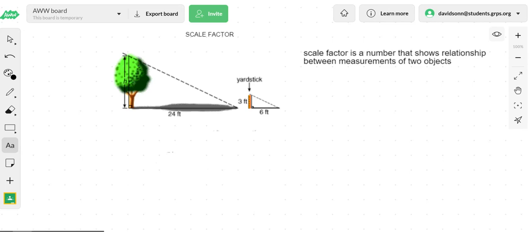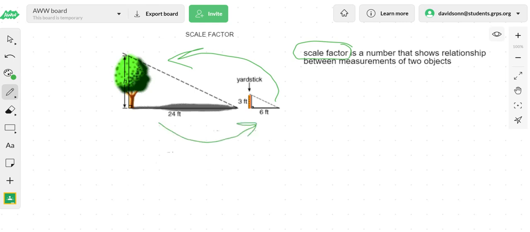Scale factor is a number that shows a relationship between measurements of two objects. Sometimes we measure from a larger object to a smaller object. Other times we measure from a smaller object to a larger object, depending on which way we go. So we use scale factor to either enlarge the object or shrink the object, depending on which side you're going from.